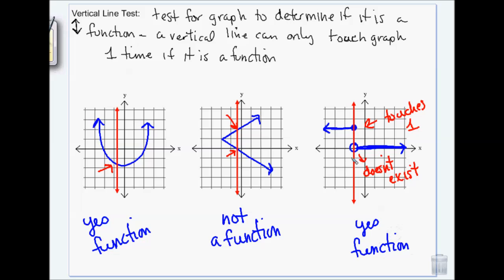And that's the only time that it can touch the graph in two places and still be a function, if one of them's solid and one of them's open, or they could both be open, but at least one of them has to be open, because that means that point doesn't exist.